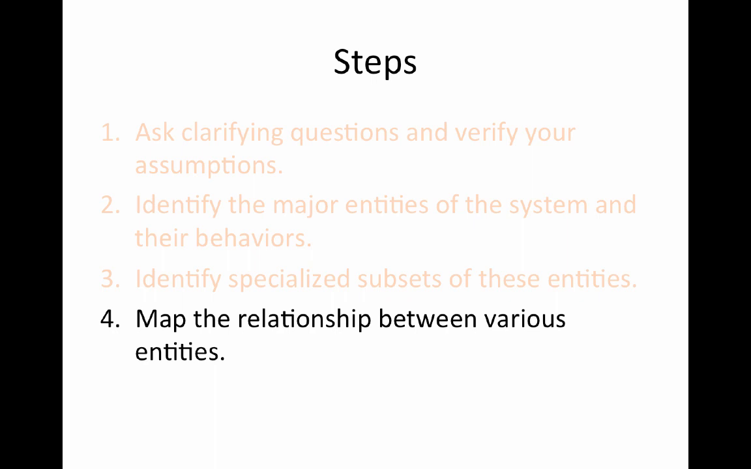So we have identified our major entities, defined their behaviors, identified subclasses for these entities, like parking space and regular parking space, handicapped parking space, and so on. And we have defined the behavior for each of these subclasses. So the next question is, how do these entities interact with each other? What is the relationship between all these different entities? How do they all come together to interact with each other to form the overall object-oriented parking lot?